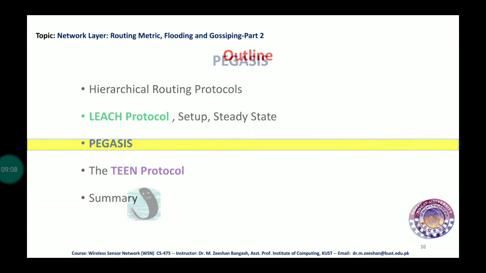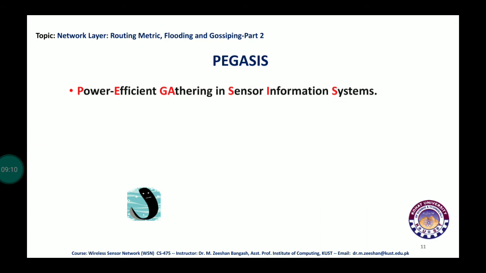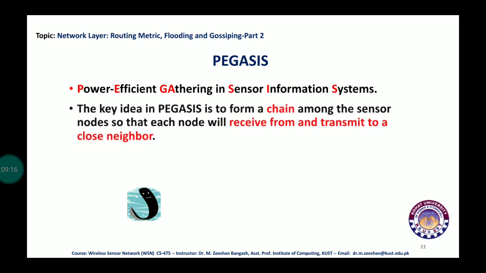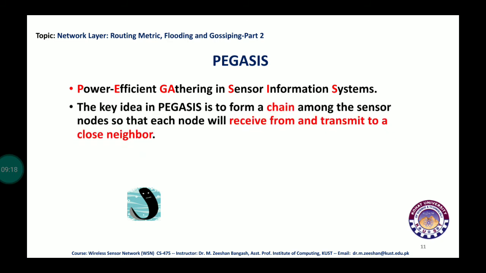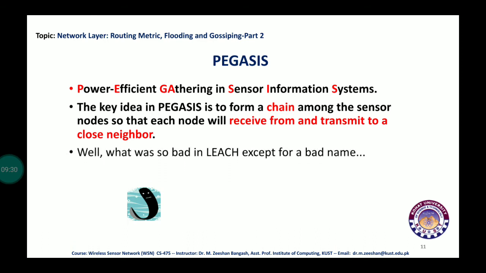The PEGASIS protocol. PEGASIS stands for Power Efficient Gathering in Sensor Information Systems. So the key idea in PEGASIS is to form a chain among these sensor nodes, so that each node will receive from and transmit to a neighbor node.